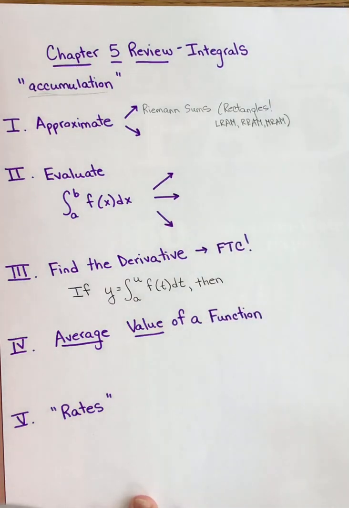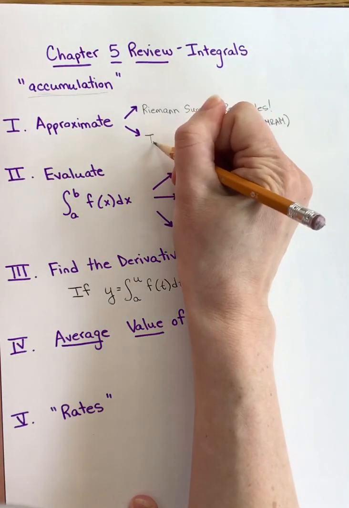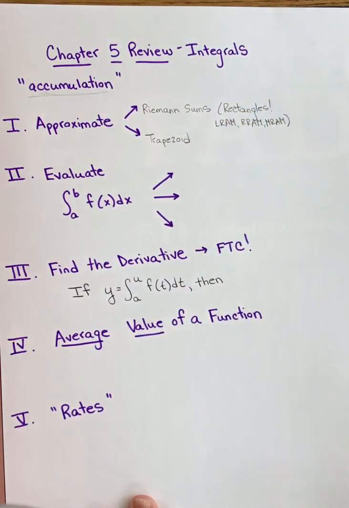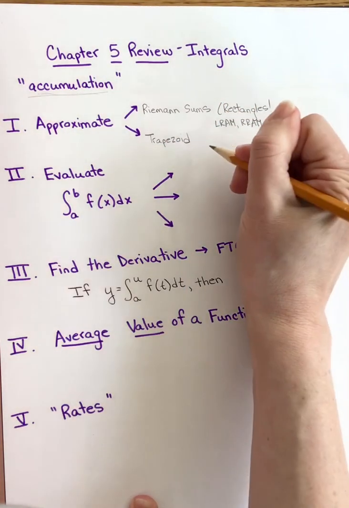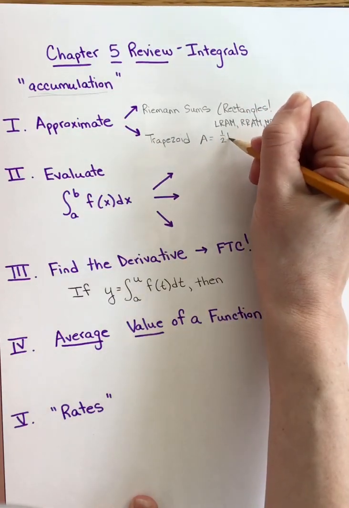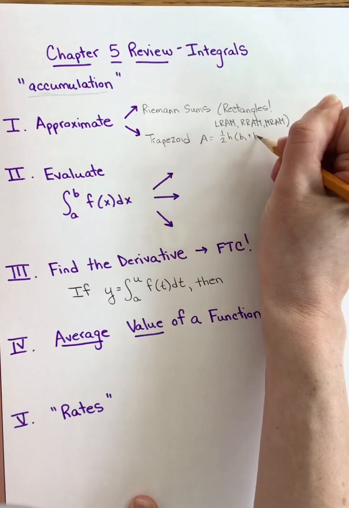What was the other shape we used? That's right, we used trapezoids. So anytime it says trapezoidal approximation, you're going to draw trapezoids. Remember the area of a trapezoid, 1/2 height, base plus base.